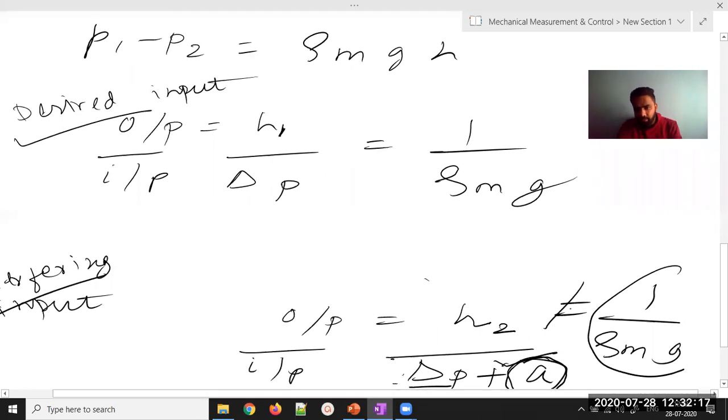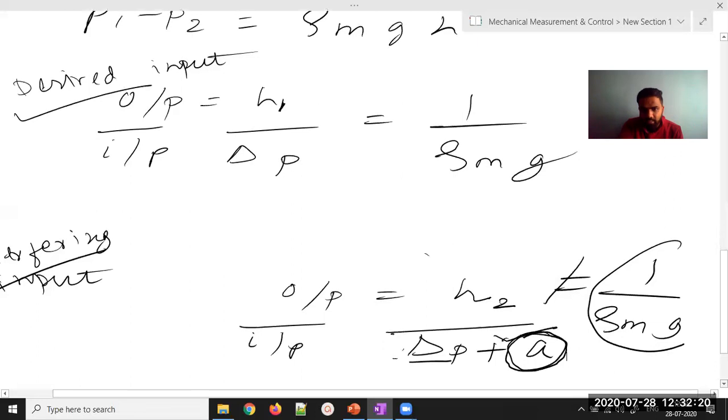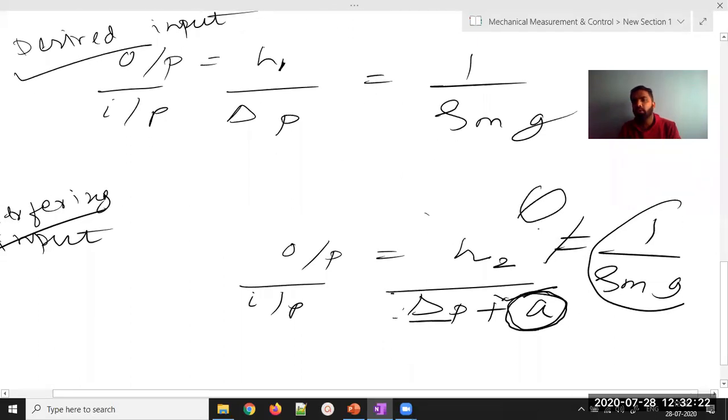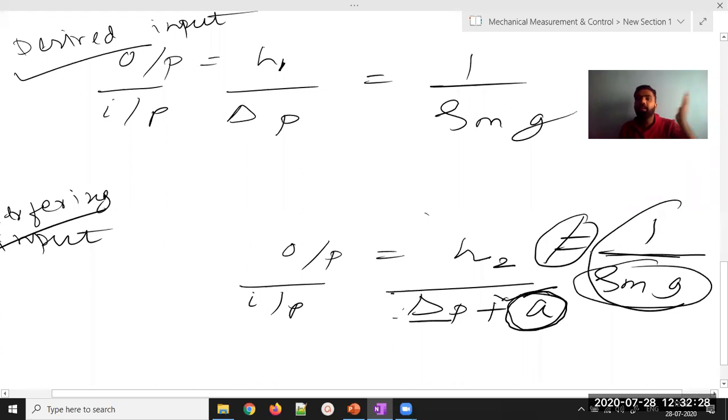Okay, if my acceleration is contributing to some kind of change in input, then I am pretty sure that this value will not be equal to 1 upon rho m into G, because earlier it used to be the constant of the instrument. Now it won't be equal to the constant of the instrument due to the presence of this external signal, which is acceleration. Is everyone understanding what I am trying to explain?